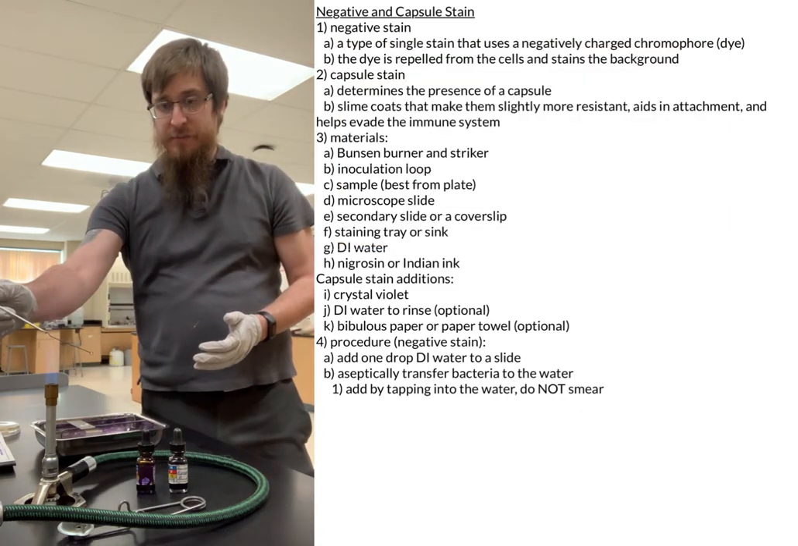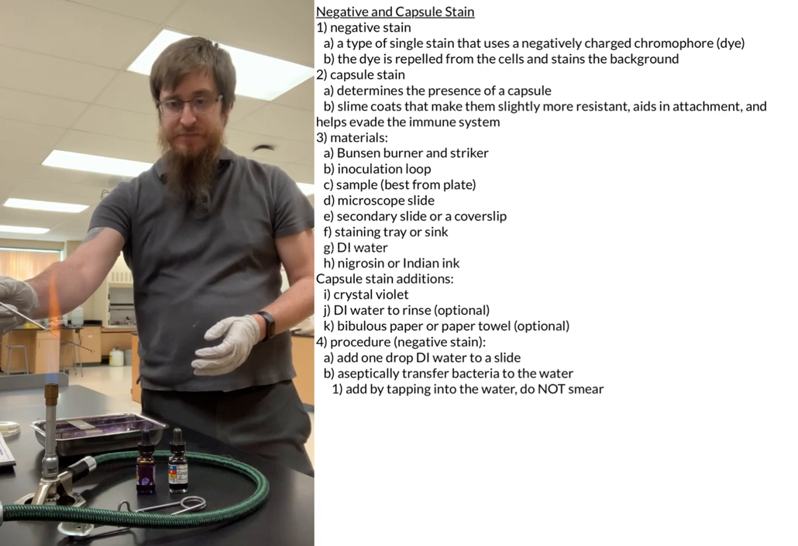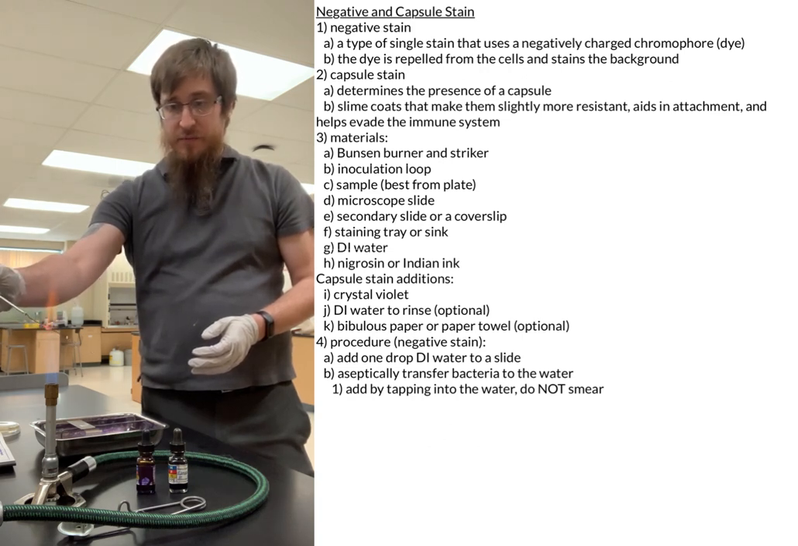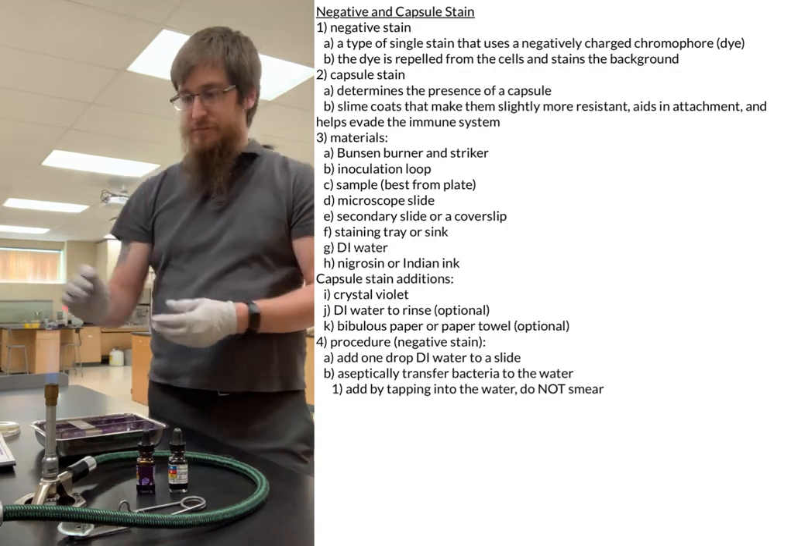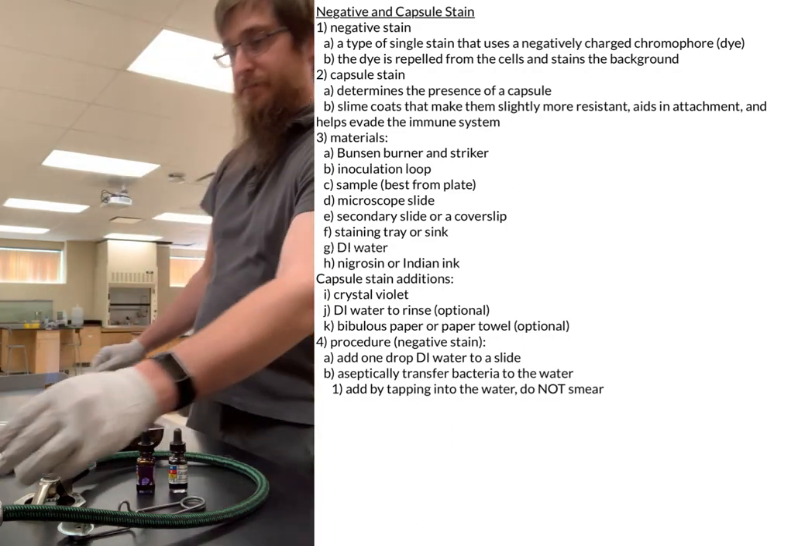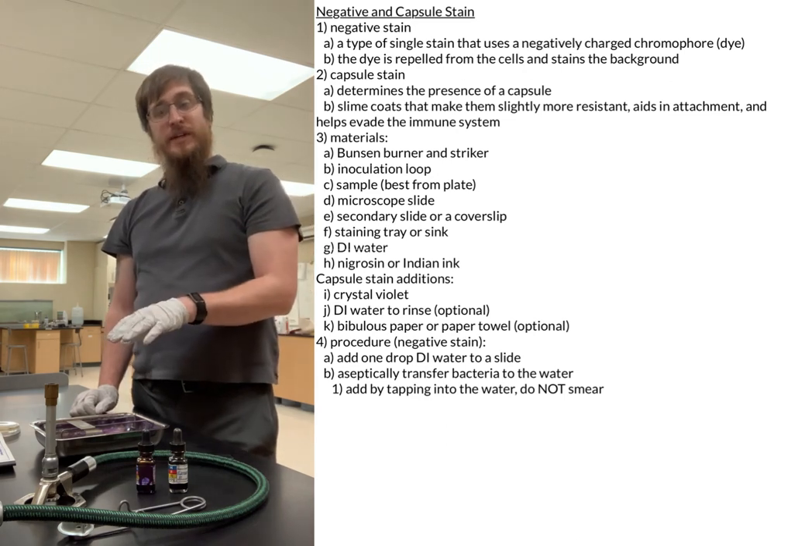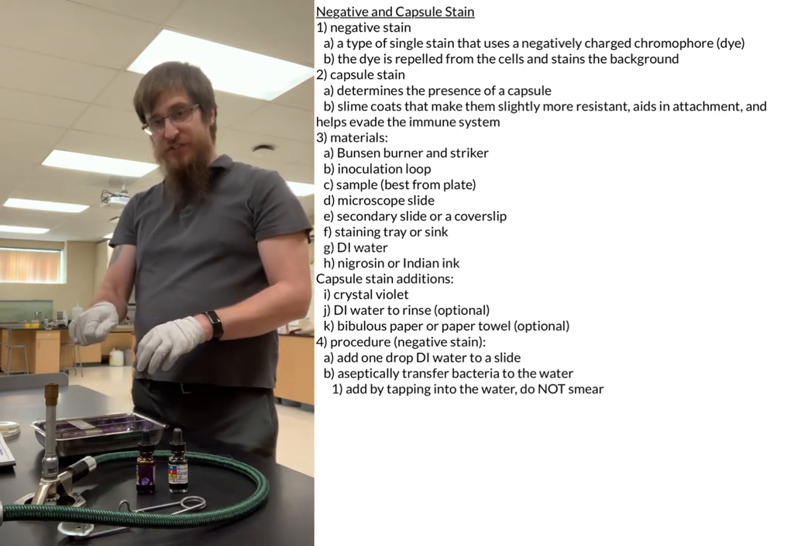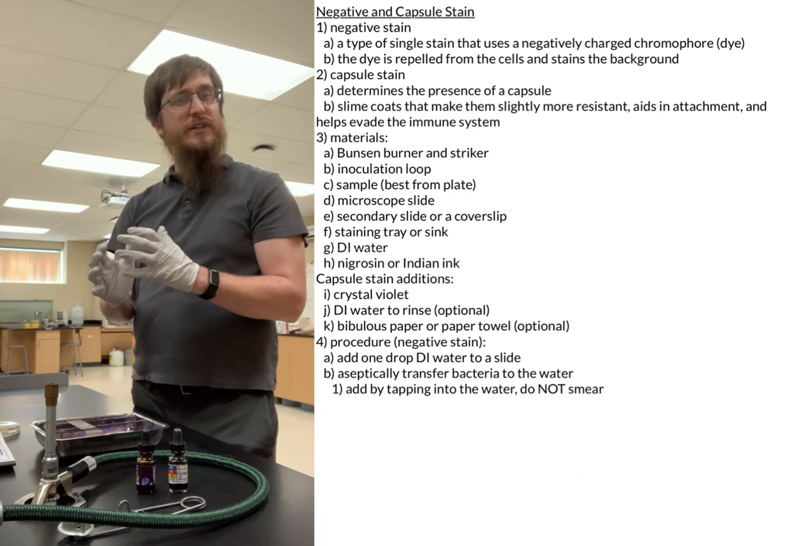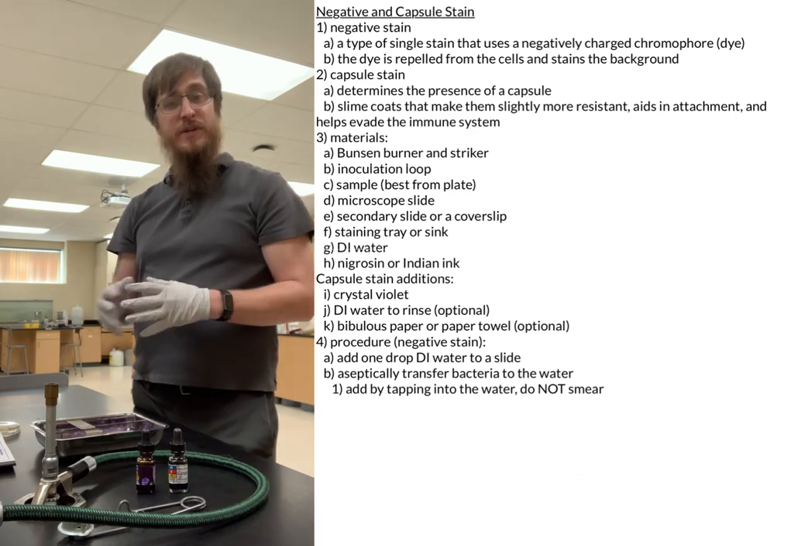Once we've done that, there should be enough bacteria in there. I'm going to go ahead and flame my loop in order to clean it, and then we can get this Bunsen burner turned off. All right, so now my sample is inside that water, very gently tapped. I want to try not to break that water too much, and I definitely don't want to smear it.